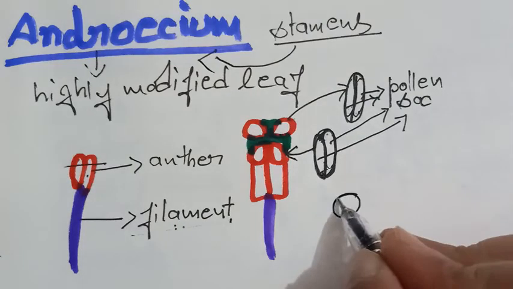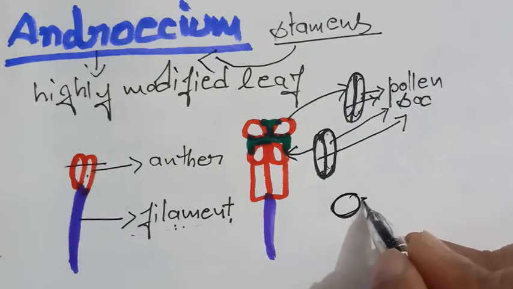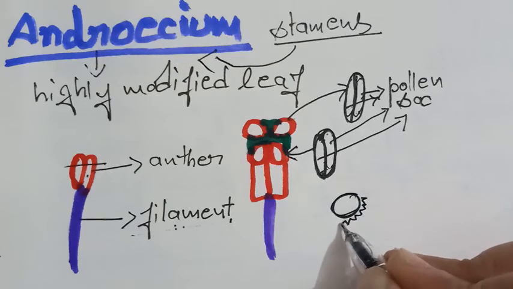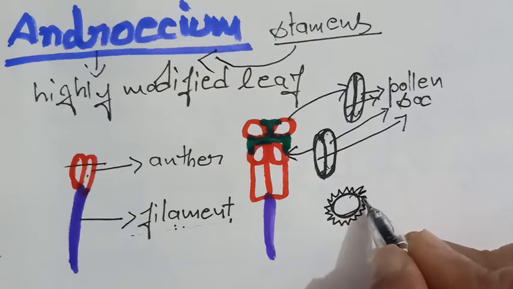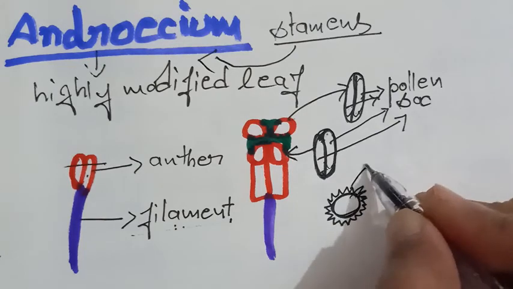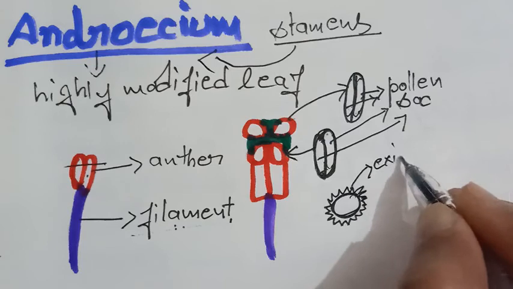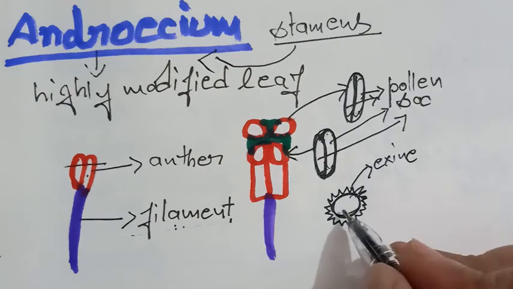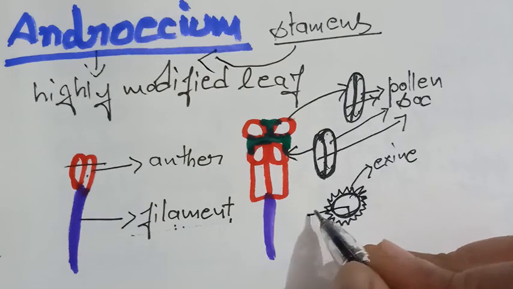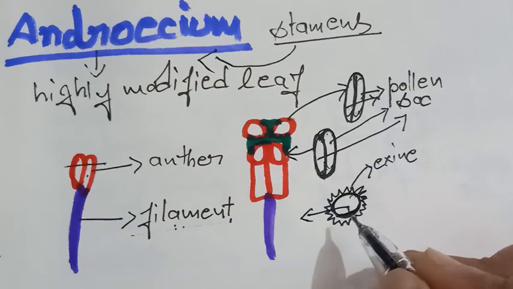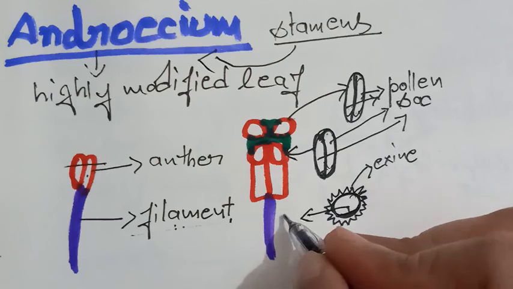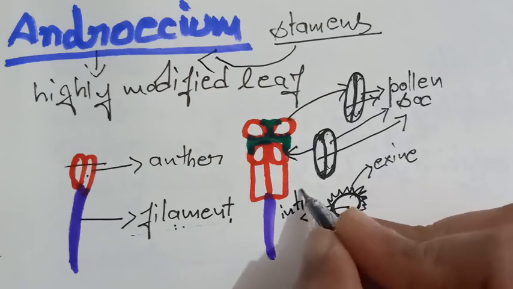Pollen grains have a round structure. The outer membrane of pollen grain is rough, and this outer rough membrane of pollen grain is known as exine, whereas the inner structure is smooth. The inner wall is smooth, and this inner wall is known as intine.